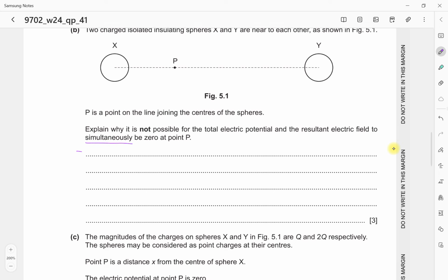So number one, we can say for potential to be zero, the charges must have opposite signs, so that one potential is positive and the other is negative, so that they cancel out.